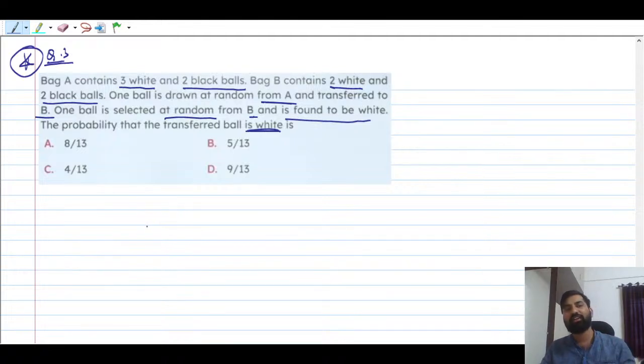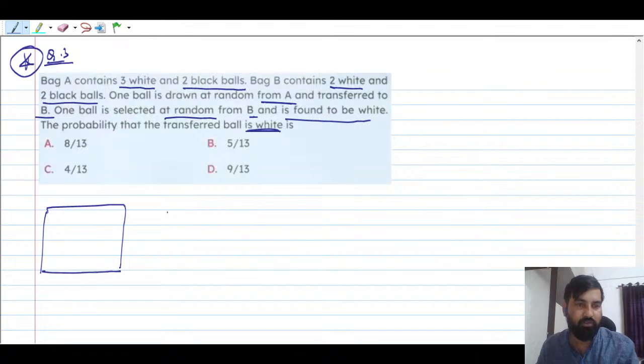Now you have to identify what you have to apply, whether it is the total probability theorem or Bayes theorem. So the question again, let me read: bag A contains 3 white. Let me draw the 2 bags. There are 2 bags, you can see. One bag is this, one bag is this.